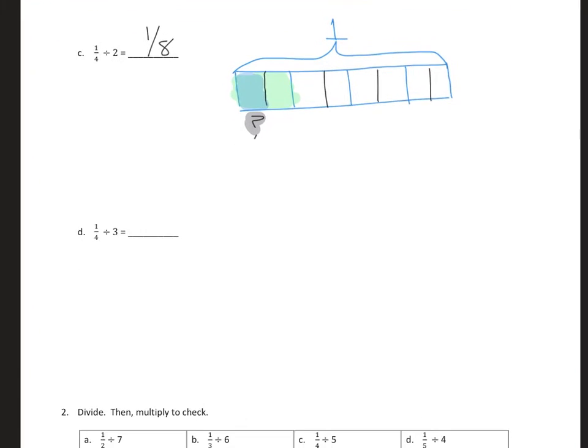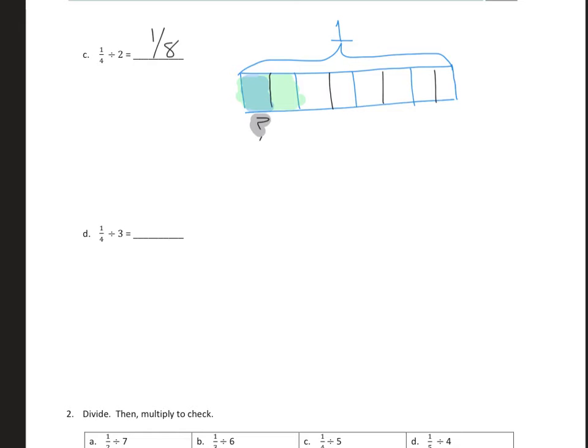And let's go down to D. And actually, let's go back to C, because what we could do is multiply to check to see if our answer is correct. We can say, all right, 1/8 multiplied by 2. When we multiply 1/8 by 2, that's like 1/8 plus 1/8. That would give us 2/8. Normally this would actually match this 1/4. But it doesn't right now because it's not in simplest form.